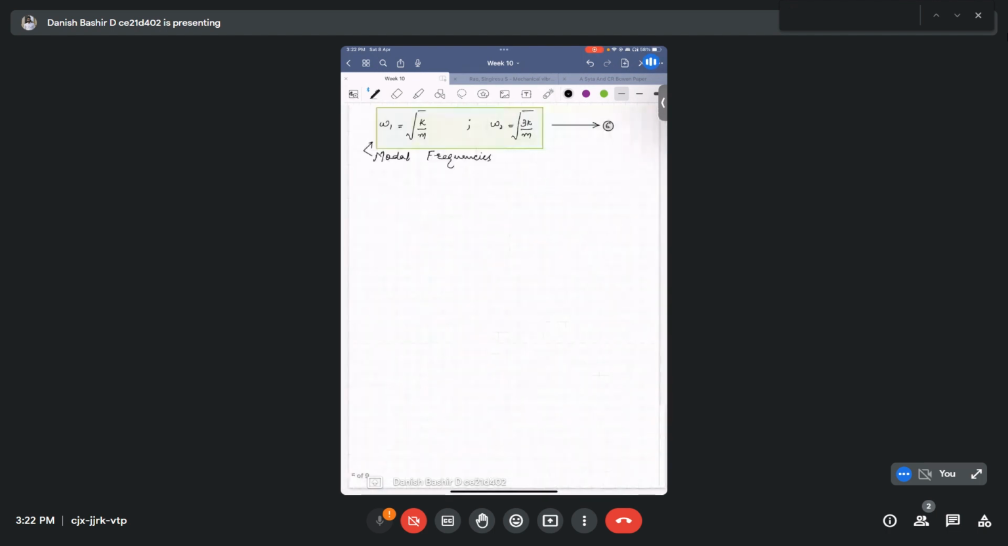Okay, so in equation alpha, we have to substitute 6. Okay, so mode shape 1. For mode 1, that is omega 1 square is equal to k by m, from the sixth equation, when we proceed with this.